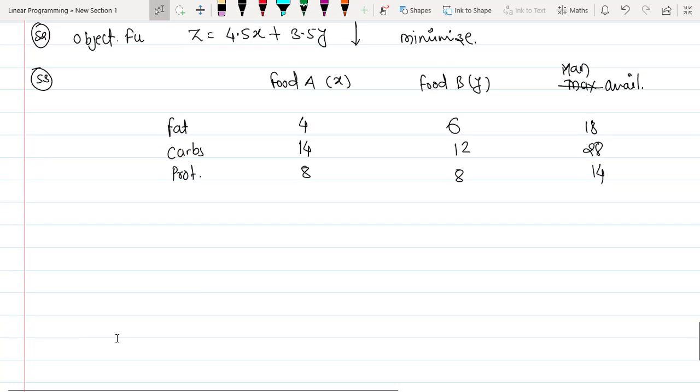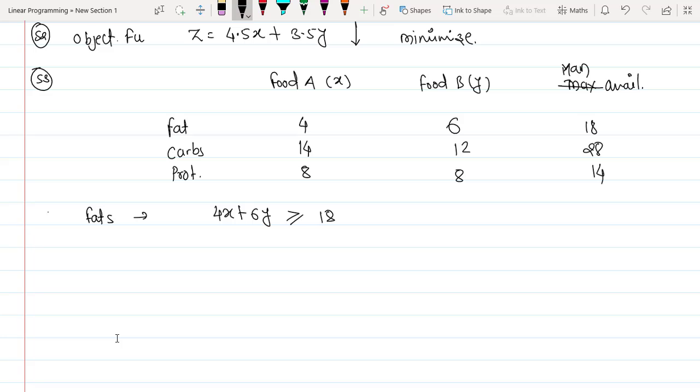Okay, now let's have the constraints. So step number 3. For constraint number 1, fats, you will be having 4x plus 6y is 18. Now which sign you will have, less than or equals to or greater than or equals to? Of course I will be having greater than because it is the minimum requirement. So it should be greater than or equals to 18.